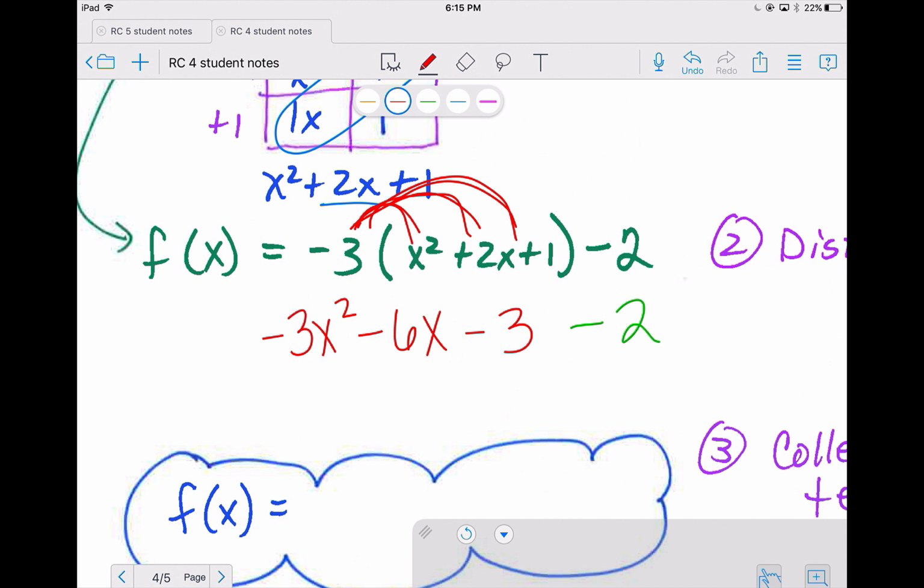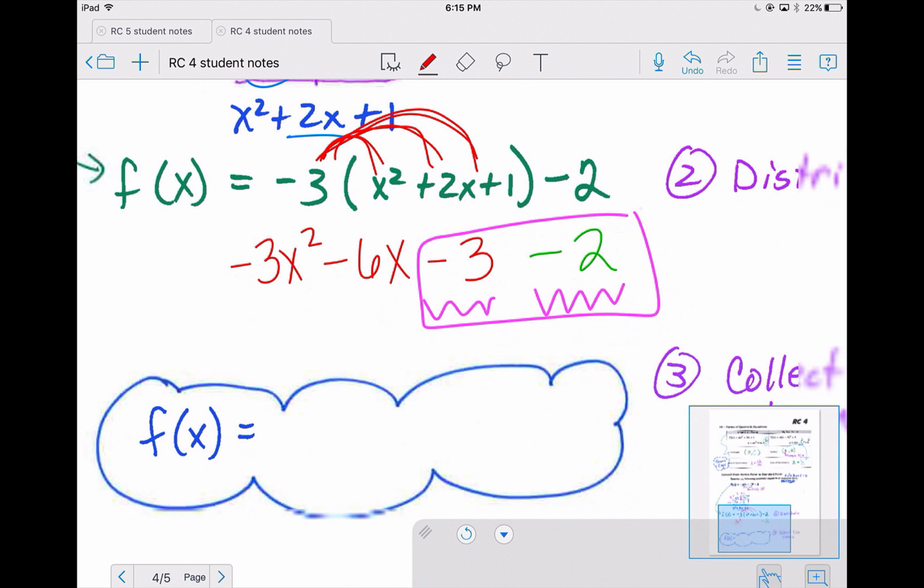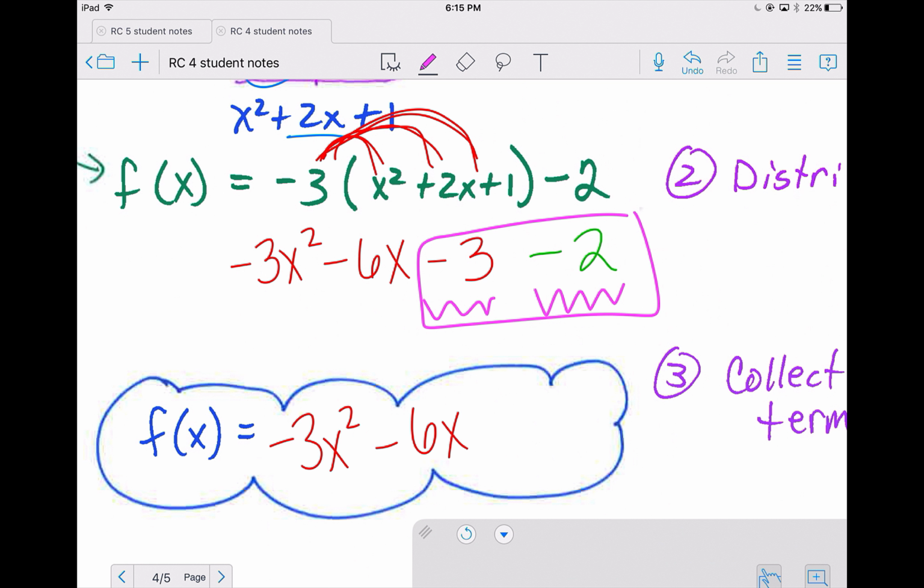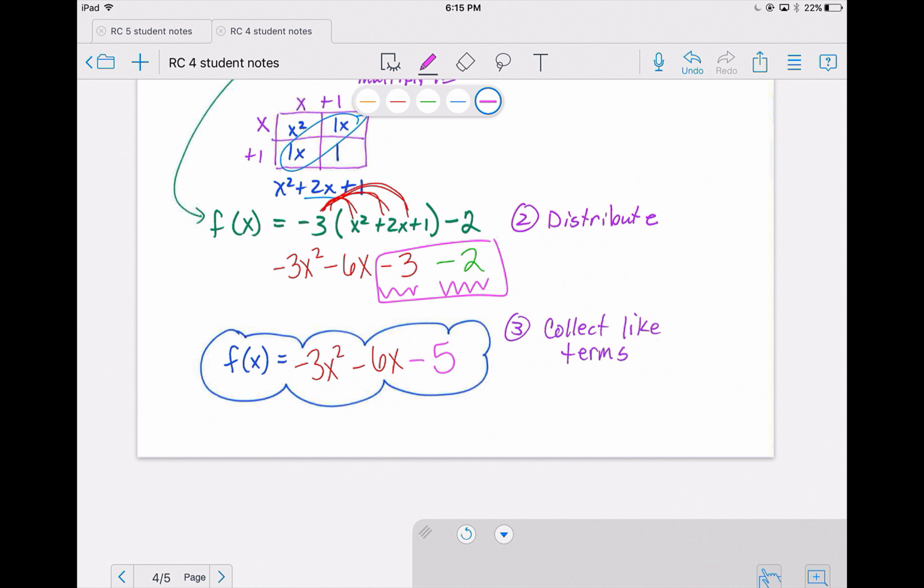The last thing I have to do is combine like terms, and these terms over here are like terms. -3x squared and -6x do not have any other x's that are exactly alike to change them. So the only part I can change are my numbers. -3 minus 2 is a total of -5, because two negatives make a bigger negative when you add or subtract.